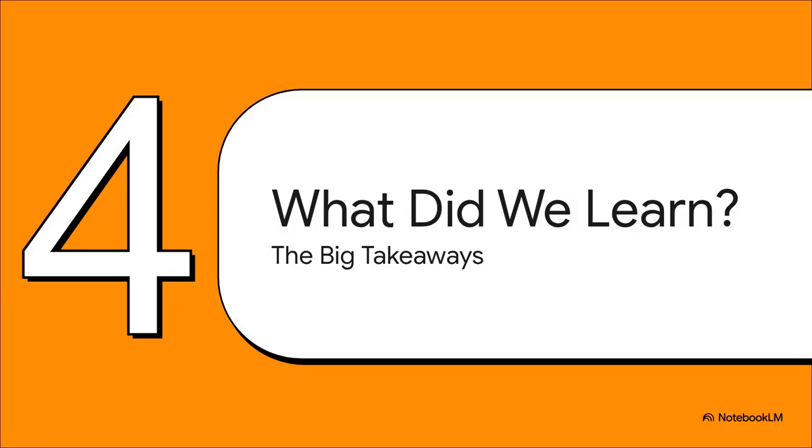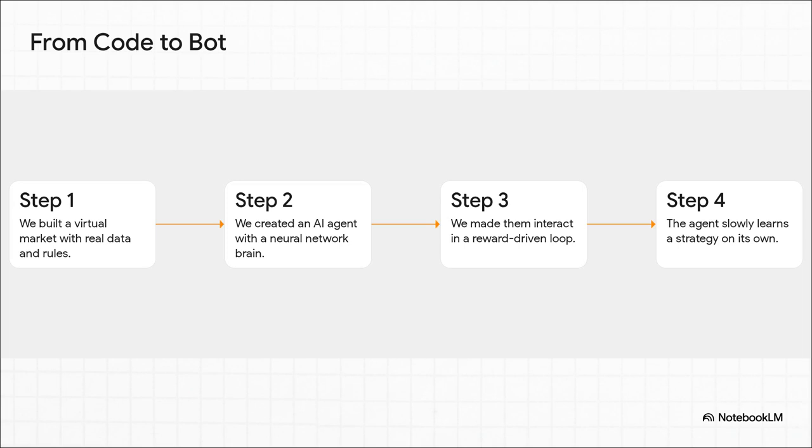So now that we've walked through all the pieces, what's the big picture here? What did we actually just learn about what's going on under the hood? When you boil it all down, it's a pretty elegant 4-step recipe. First, we built a virtual playground using real data and real rules. Second, we created our AI player with a neural network for a brain. Third, we let them interact in this constant loop. And finally, driven by those simple rewards and penalties, the agent starts to figure out a trading strategy, completely on its own.